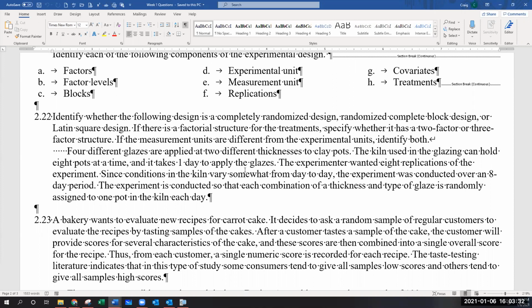Kofi, you've got a question? Yes, my question has been answered. It was related to the difference between the measuring unit and the experimental unit. I was rather thinking of it in terms of the days that they were looking at, like the 8 day period. But it's been answered. Okay. Anybody else?